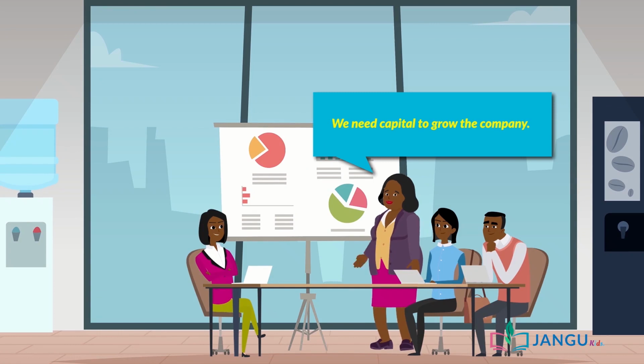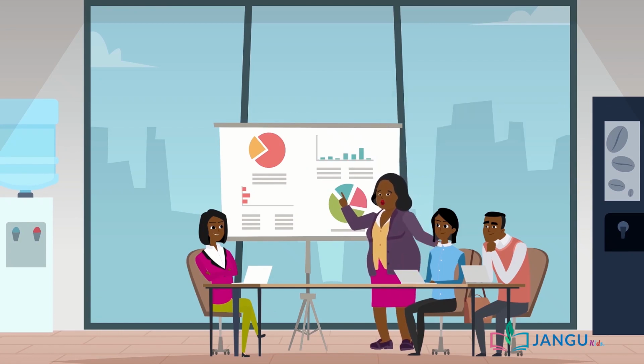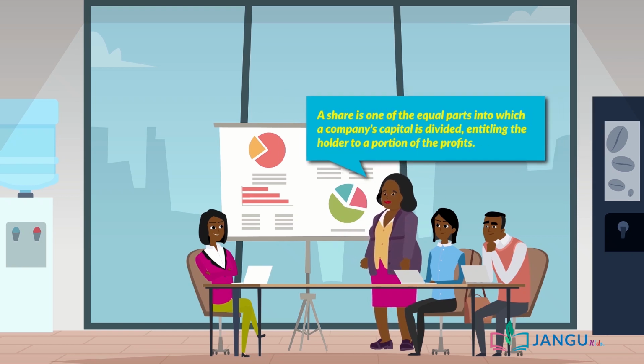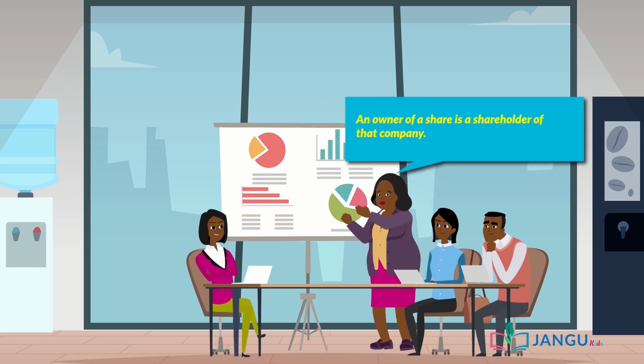In this case, Miss Amina's company will divide the amount of capital needed among people who hope to become joint owners of the company. This capital is divided into units and each unit is called a share. Anyone who buys an amount of shares becomes a shareholder of the company.